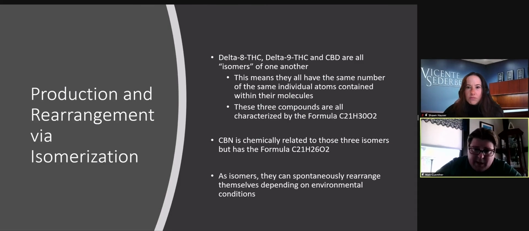CBN, again, is chemically related, but arguably more stable because it lost the hydrogens it didn't need that were messing it up. As isomers, they can spontaneously rearrange themselves depending on environmental conditions. And that's why I know there's been some controversy about whether the plant makes Delta-8. Is it naturally occurring? I've seen some arguments that the plant isn't supposed to be able to make this. I've seen conflicting arguments.